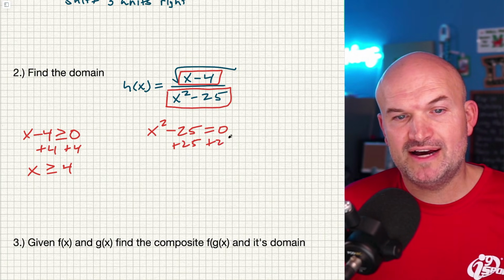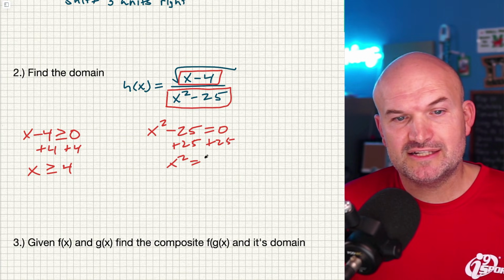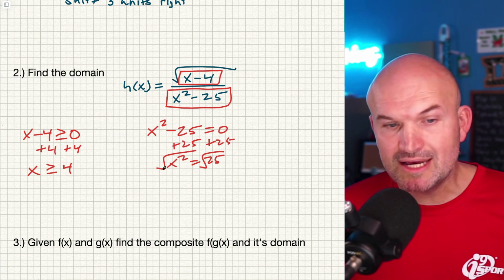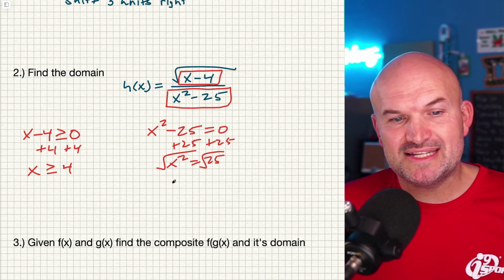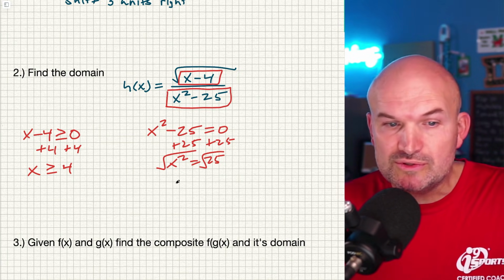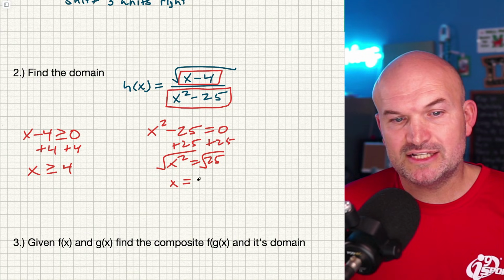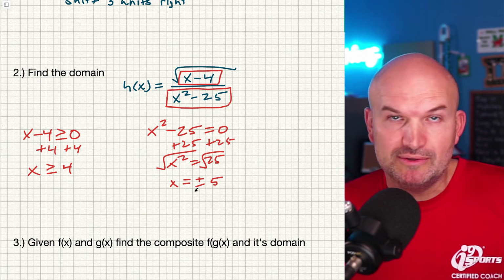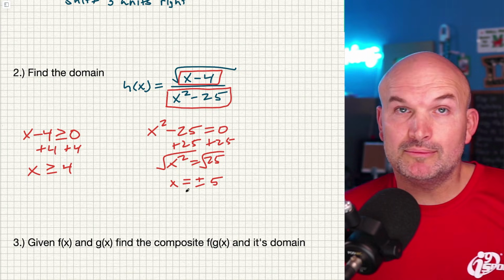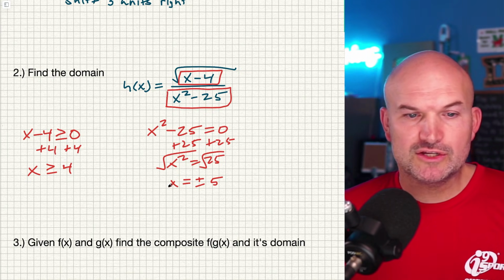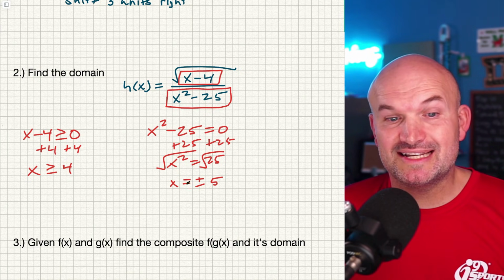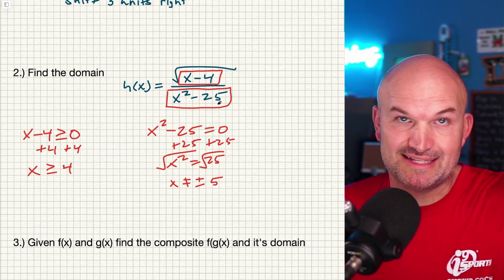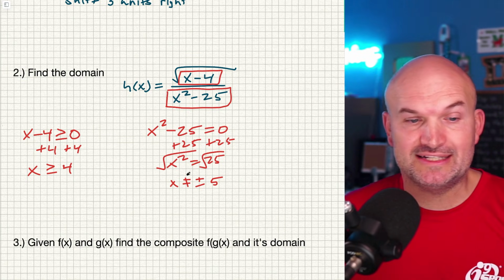Those values are not going to be included in my domain. So I'll add 25 to both sides. I get x squared equals 25. And do not forget, this is probably the most common thing students make mistakes on: forgetting to introduce the plus or minus. So x is going to equal plus or minus 5. When you introduce the square root, make sure you introduce the plus or the minus. So right now I have, x cannot equal plus or minus 5.